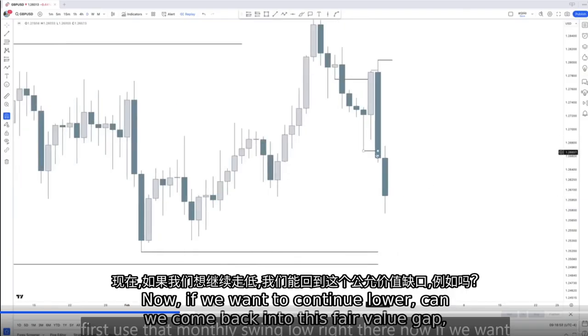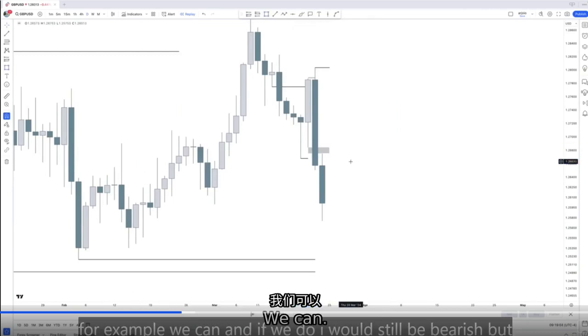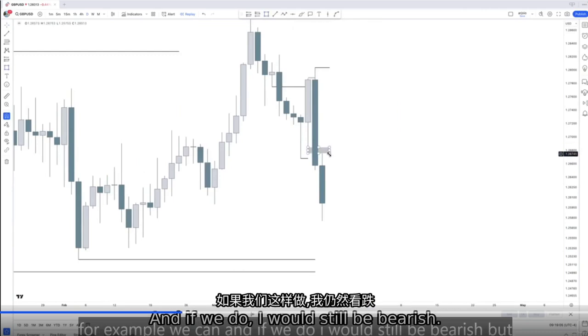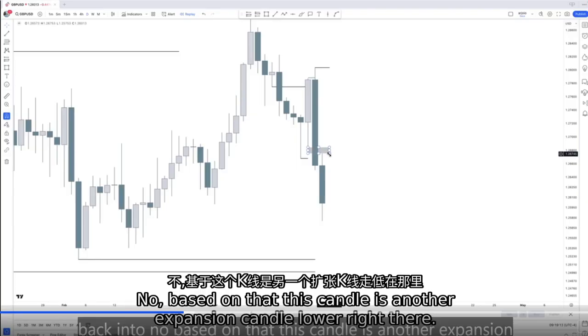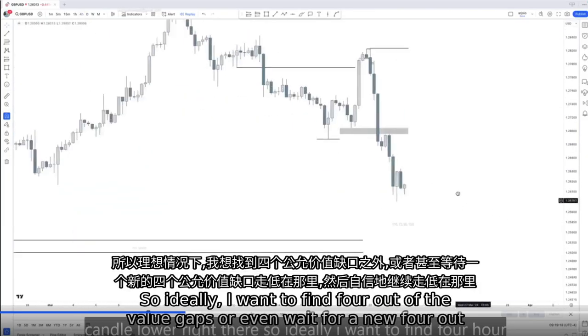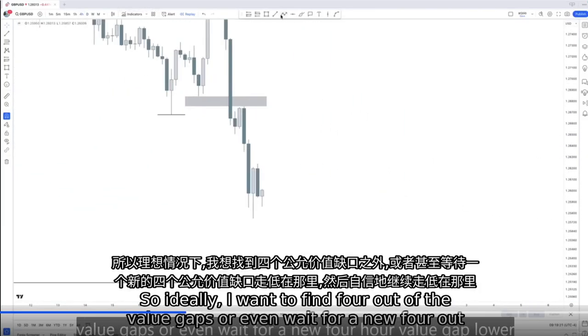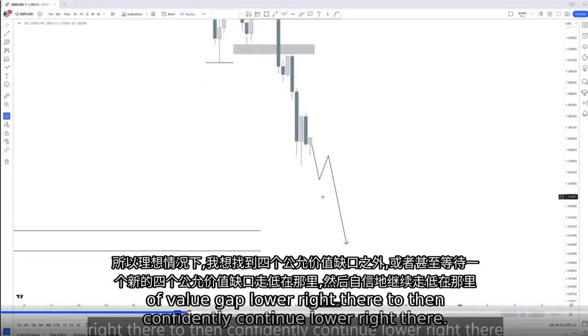Now, if we want to continue lower, can we come back into this fair value gap, for example? We can, and if we do, I would still be bearish. But do I deem that as a very high probability for us to come back into? No, based on that this candle is another expansion candle lower right there. So ideally, I want to find 4-hour fair value gaps, or even wait for a new 4-hour value gap lower right there to then confidently continue lower right there.